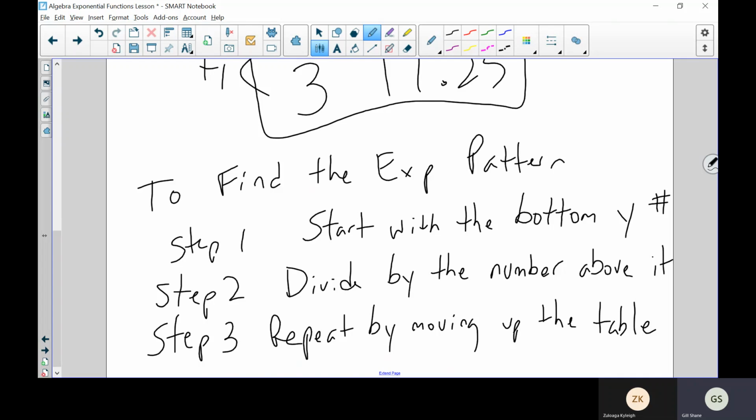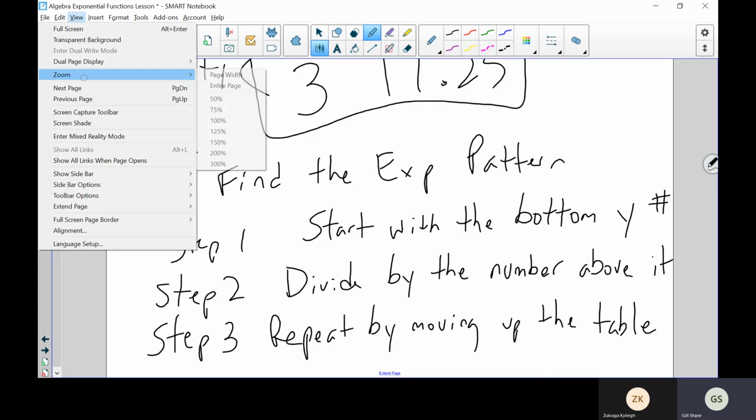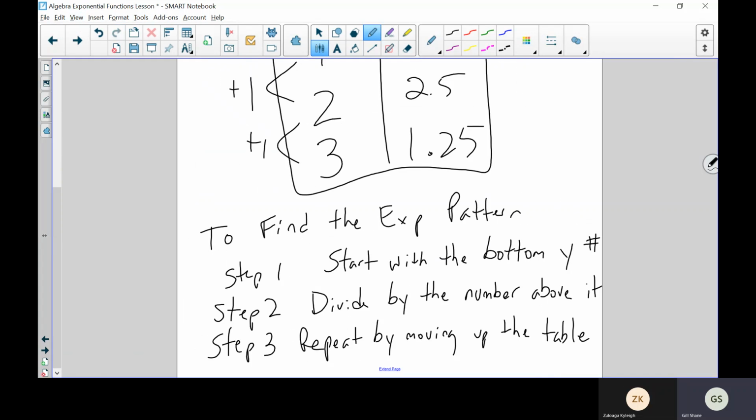All right, so I'm going to kind of start talking about it, then we'll do the actual answer. So step 3, when I say repeat by moving up the table, you're just going to do this same thing over and over again with different numbers, but it's still going to follow this same concept or logic. So now I'm going to zoom out. We're going to go through the steps so you'll see it. So I'm going to just use those two numbers first.